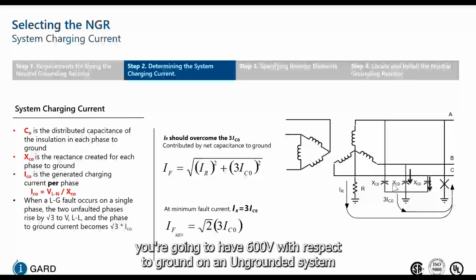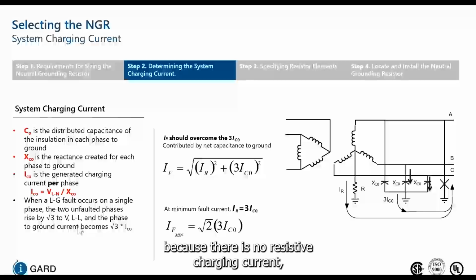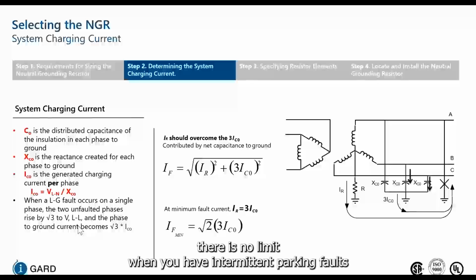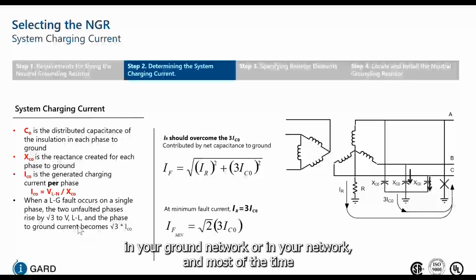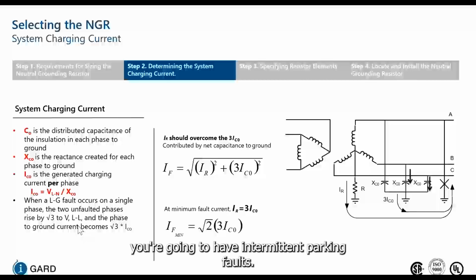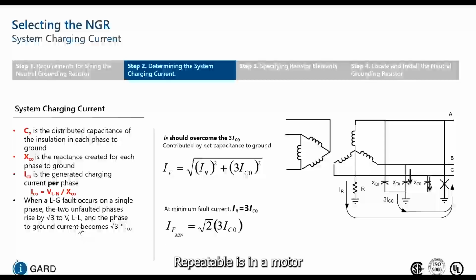On an ungrounded system, because there is no resistive charging current, there is no limit when you have intermittent arcing faults in your ground network or in your network. And most of the time you're going to have intermittent arcing faults repeatedly in a motor. So your escalation of voltages becomes unpredictable.